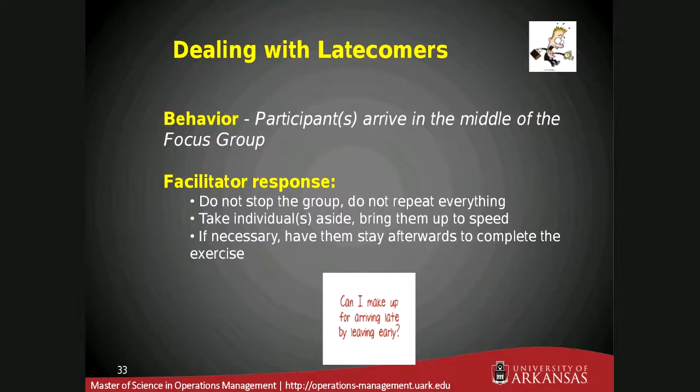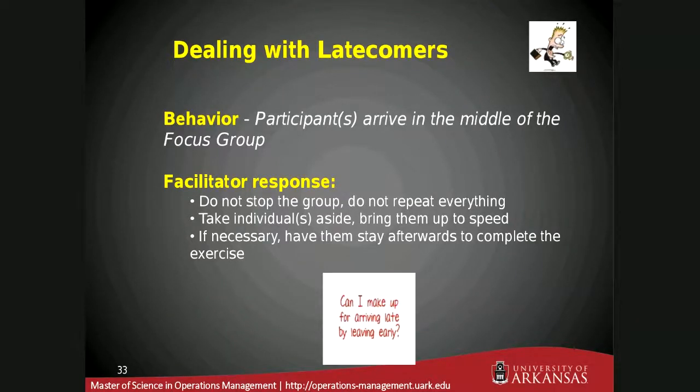What you don't want to do is stop the entire group and repeat everything. It's just not fair to the other participants, and it gets you off track, and it gets you away from your mission. What I would tend to do is take the individual aside, bring them up to speed. Probably not just myself, but I pick someone in the group who I know can handle this, take them aside, or if I'm working with a team of people, as I said earlier, have one of my team take them aside, bring them up to speed. And if necessary, have them stay afterwards to complete the exercise or the voting. If we've already voted on things, I do not reopen the voting for them. If they participate in future voting, that's fine. But I cannot just go back and let everything happen all over again just because they happen to be late.